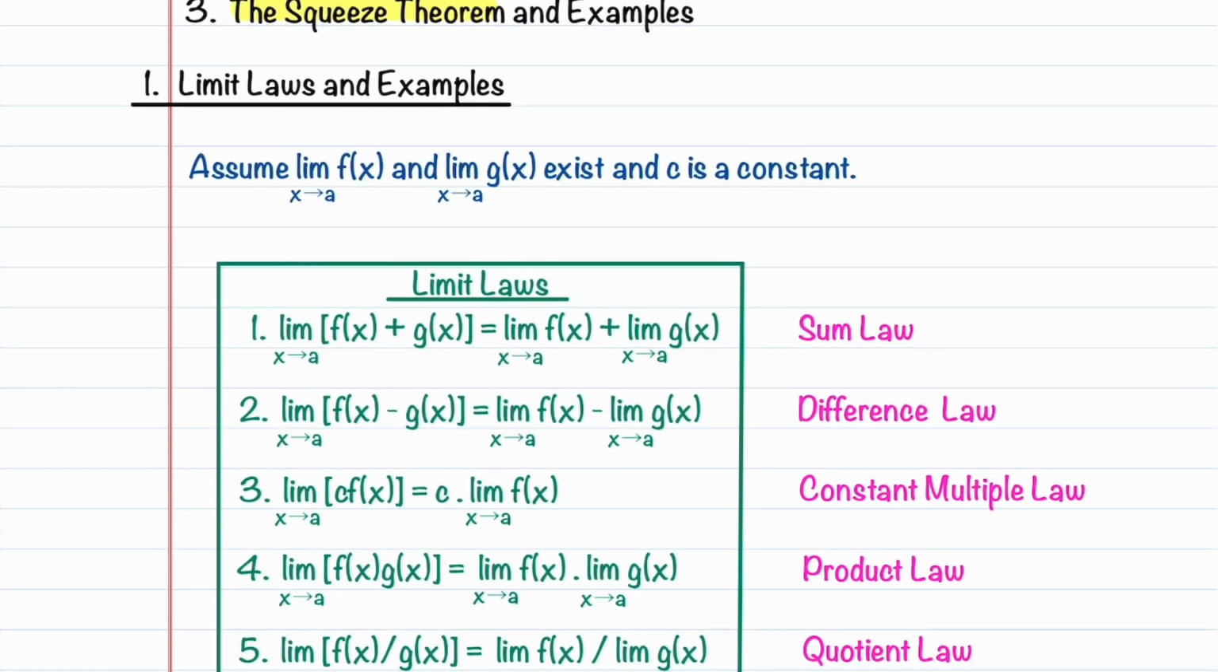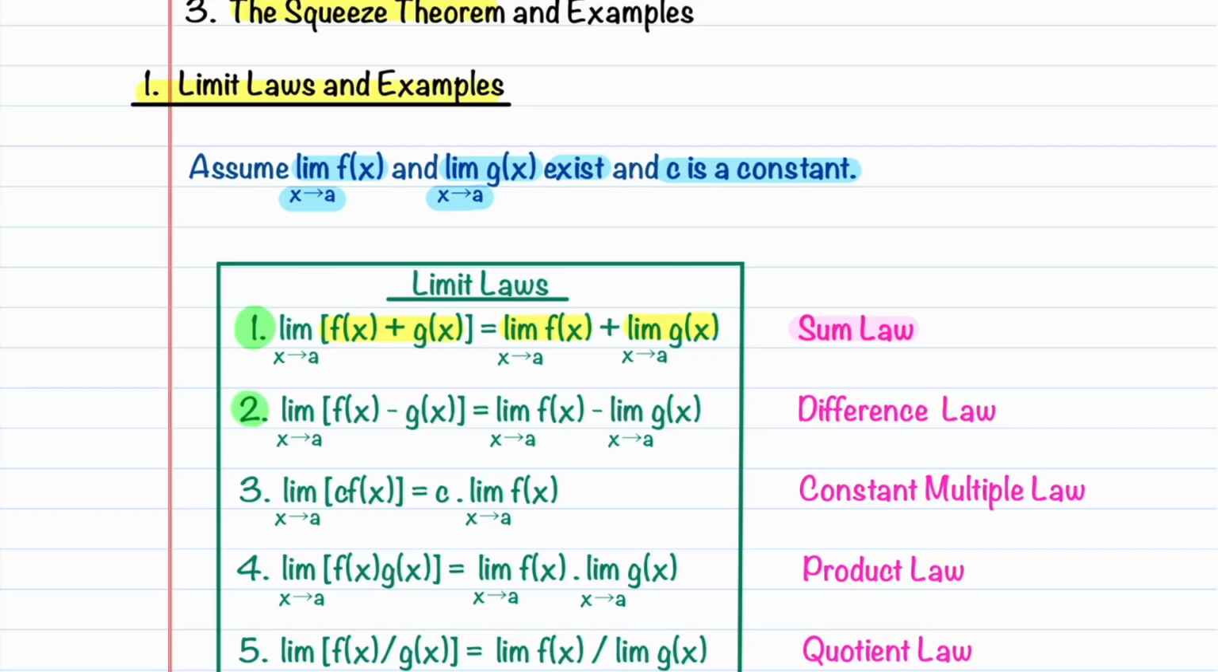We're going to start with learning the limit laws and then walk through some algebraic and graphical examples. For the limit laws that we're going to look at, we're going to assume that the limit of f of x as x approaches a and the limit of g of x as x approaches a exist, and c is a constant. The first limit law that we're going to look at is called the sum law. It tells us that the limit of a sum is just the sum of the limits.